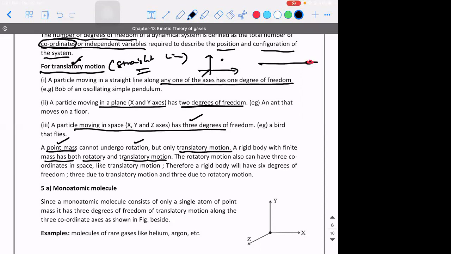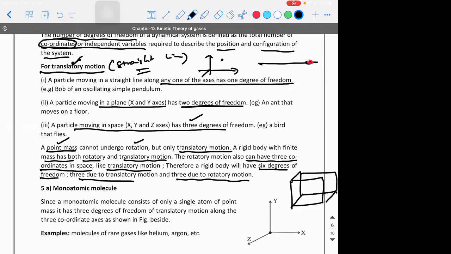Rotatory motion can also have 3 coordinates in space like translatory motion. Therefore, a rigid body will have 6 degrees of freedom, 3 due to translatory motion and 3 due to rotational motion. When I talk about a rigid body, I cannot explain in depth because it comes under the solid state. It has to be explained in chemistry. When you talk about a rigid body, there will be a particular position associated to all these particles.